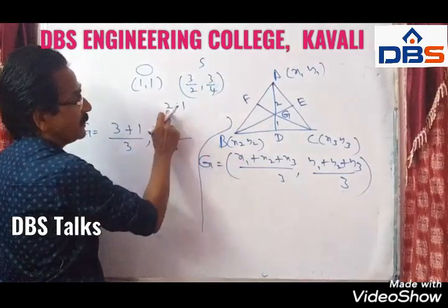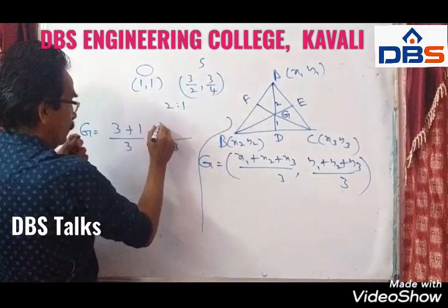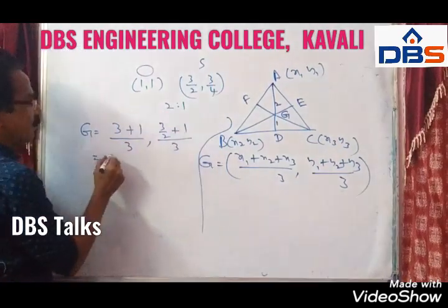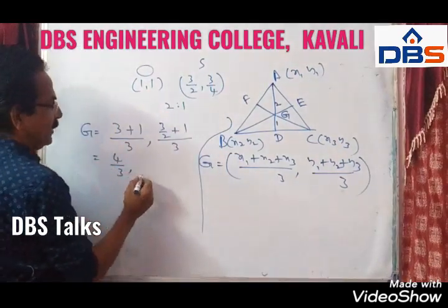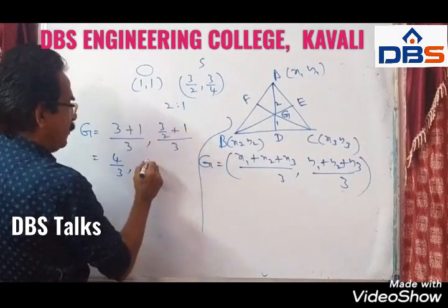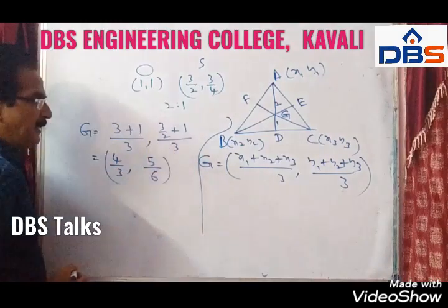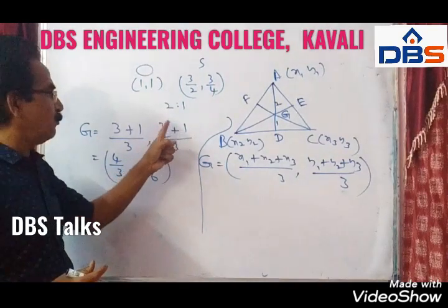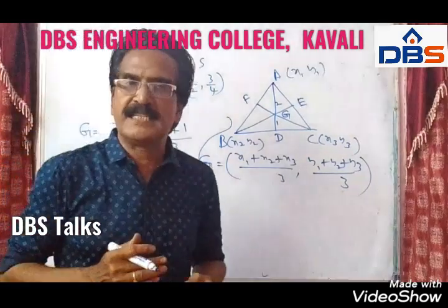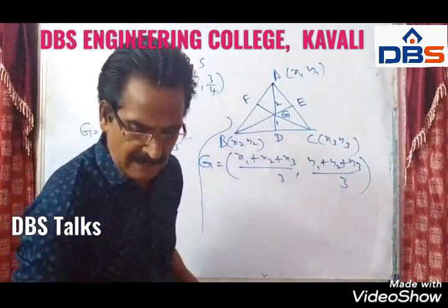(m y2 plus n y1)/(m plus n): 2 into 3/4, that is 3/2, plus 1. This is equal to 4/3, comma (3/2 plus 1)/3, which is (5/2)/3 = 5/6. So 4/3, comma 5/6 are the coordinates of the centroid. This is very important, friends.